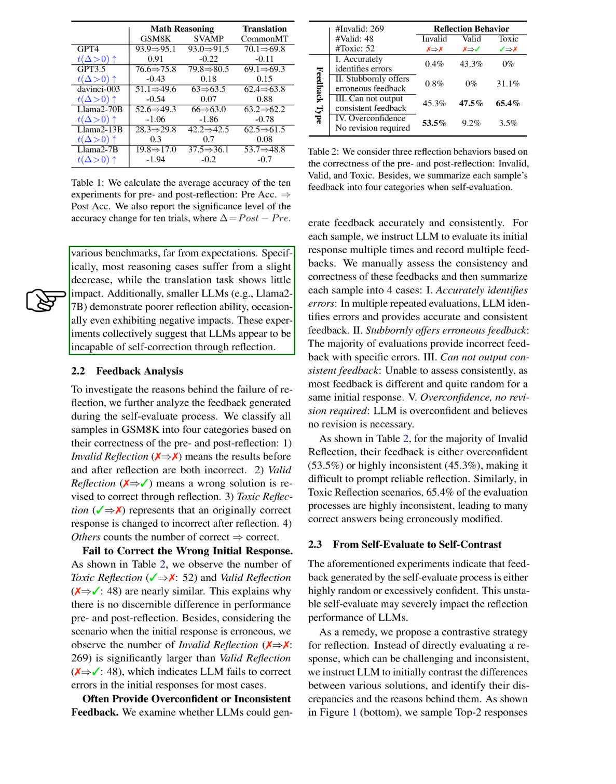In particular, most reasoning cases show a slight decrease, while the translation task is barely affected. Moreover, smaller LLMs, such as Llama 2-7B, show weaker reflection ability, sometimes even having negative impacts. These experiments collectively suggest that LLMs seem unable to self-correct through reflection.